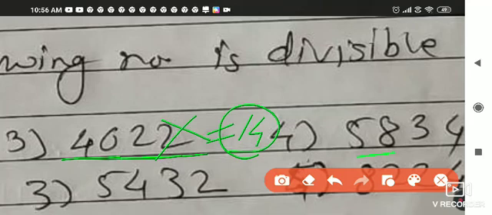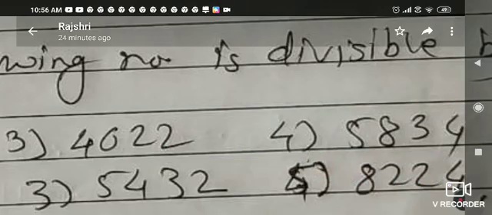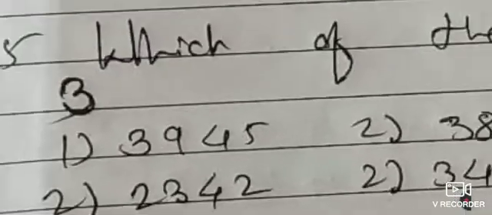Next number is 5834. So 5 plus 8 is 13. 13 plus 3 is 16, and 16 plus 4 is equal to 20, and 20 is not divisible by 3. That's why this number is also not divisible by 3. Okay. Now we will move towards the next question.